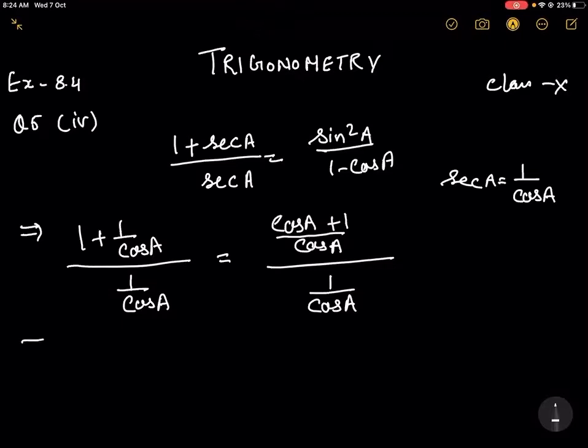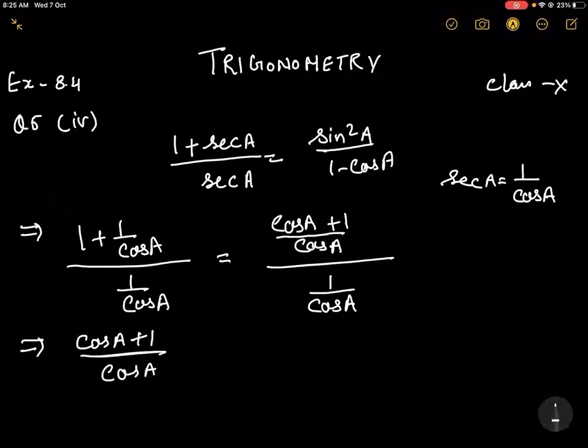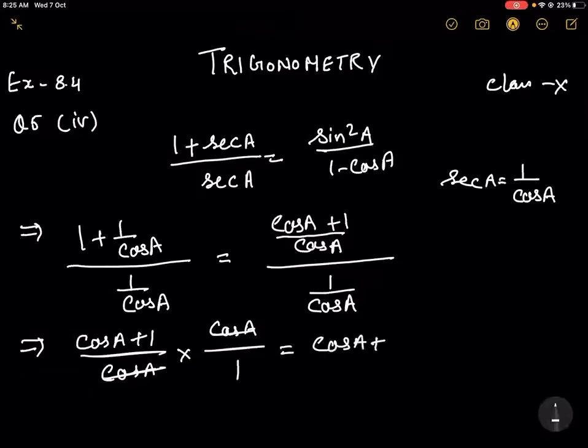Next step, (cos A plus 1) upon cos A is multiplied by... this goes up and becomes the reciprocal, beta. We get cos A plus 1, by taking LHS. We have taken LHS.